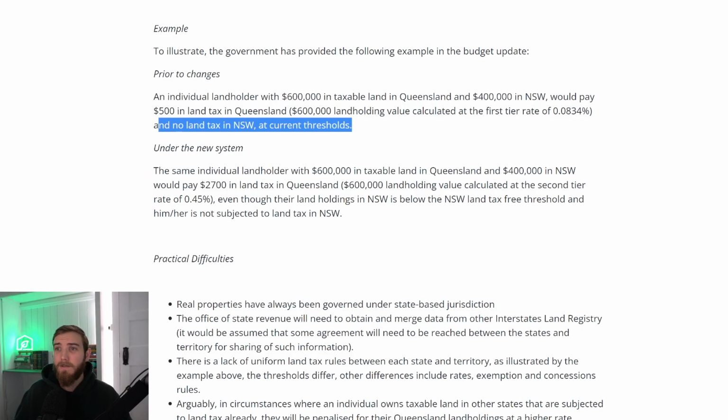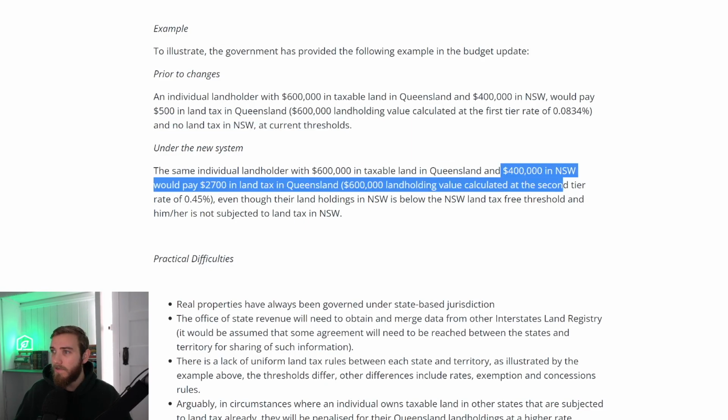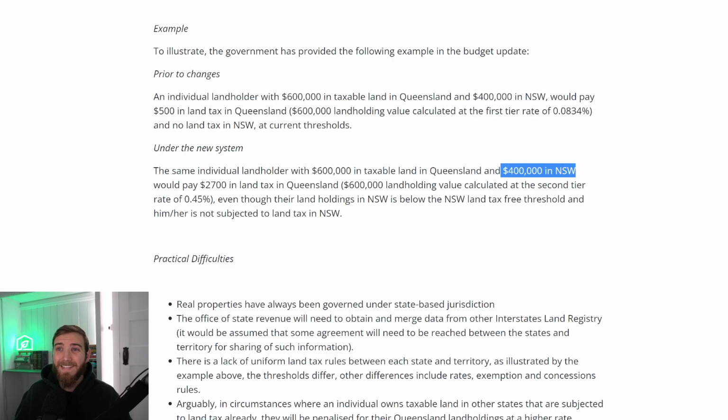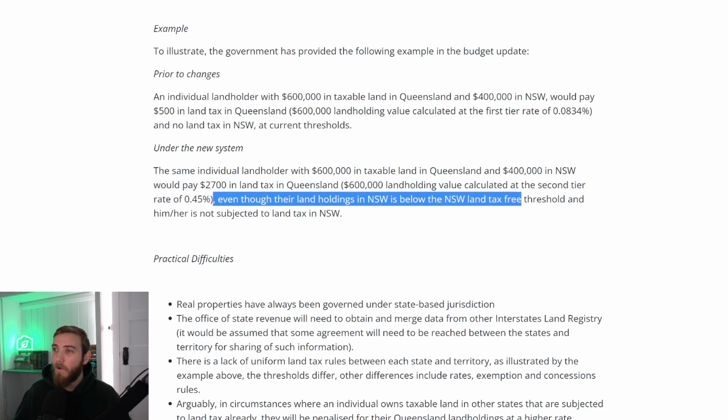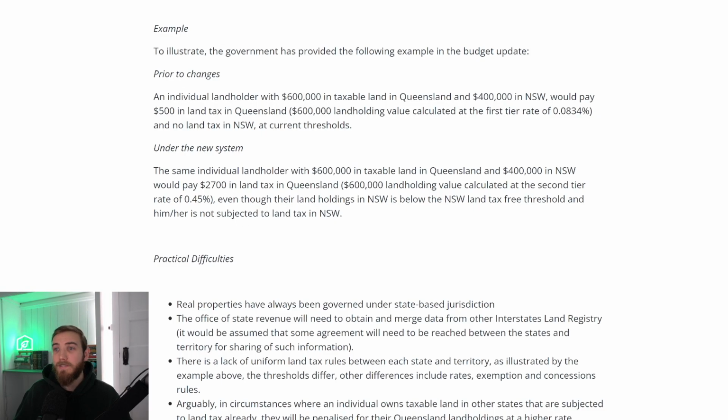Under the new system, the same individual landholder with $600,000 in Queensland, $400,000 in New South Wales would pay $2,700 land tax in Queensland, even though their land holdings in New South Wales is below the New South Wales land tax-free threshold, and he or she is not subject to land tax in New South Wales. So basically what Queensland is saying is you own land across Australia, you're going to be paying more land tax in Queensland because of it.